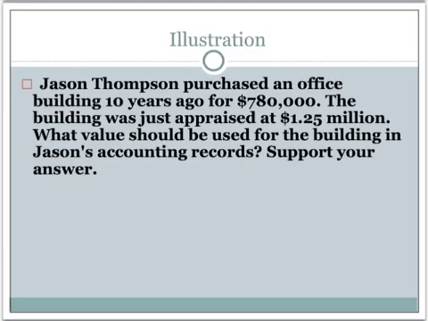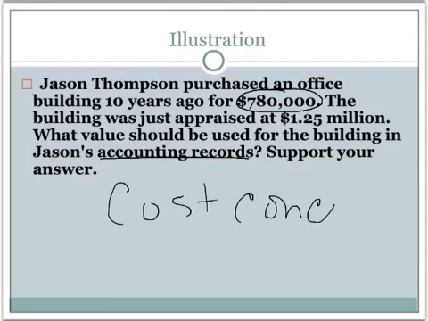Let's take a look at an example. Jason Thompson purchased an office building 10 years ago for $780,000. The building was just appraised at $1.25 million. What value should be used for the building in Jason's accounting records? Support your answer. Well, I hope that the answer you came up with was the $780,000, because that is what's going to be recorded in his accounting records based on this cost concept, or historical cost.